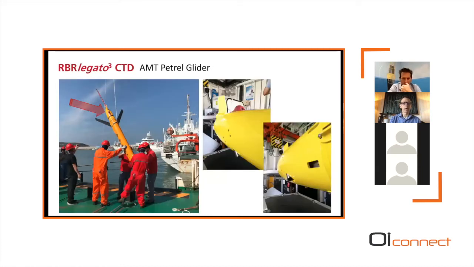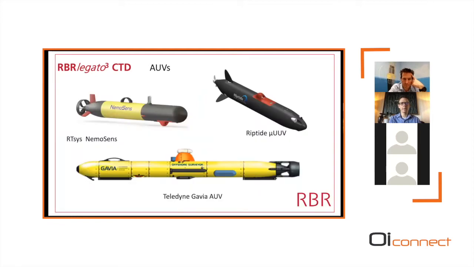There we go. There are a couple of gliders in China as well, such as the AMT. And again, here you see that it has been deployed with the TODO oxygen sensor. It also has been integrated into a number of the AUVs, such as the RTC's NemoSense. This was just in the last few months. There are the Riptide and the Teledyne Gavia as well.